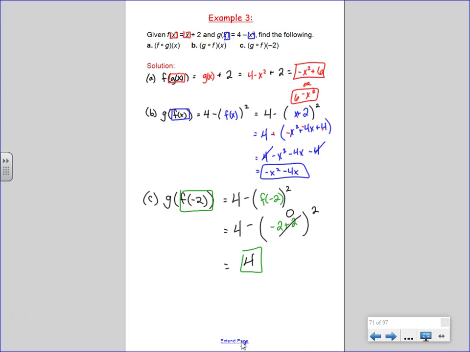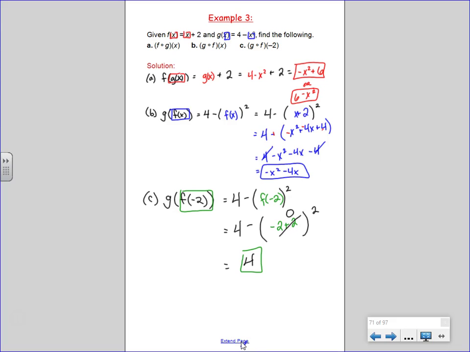Right or wrong? Wrong. Oh, right. You just killed something. What did I kill? I don't know. I'm plugging f of negative 2 into the x of g. How do I find f of negative 2? You plug it in. Plug in negative 2 to f. Negative 2 plus 2 is 0. 4 minus 0 is 4.